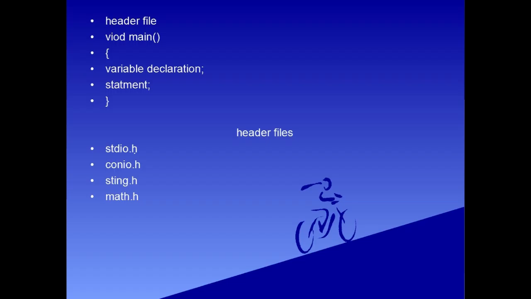The different types of header files are stdio.h, conio.h, string.h and math.h. Of these, stdio.h and conio.h we use all the time, string.h is used in the lesson called strings, and math.h is used to calculate interest and percentage. So let us write the first simple C program.